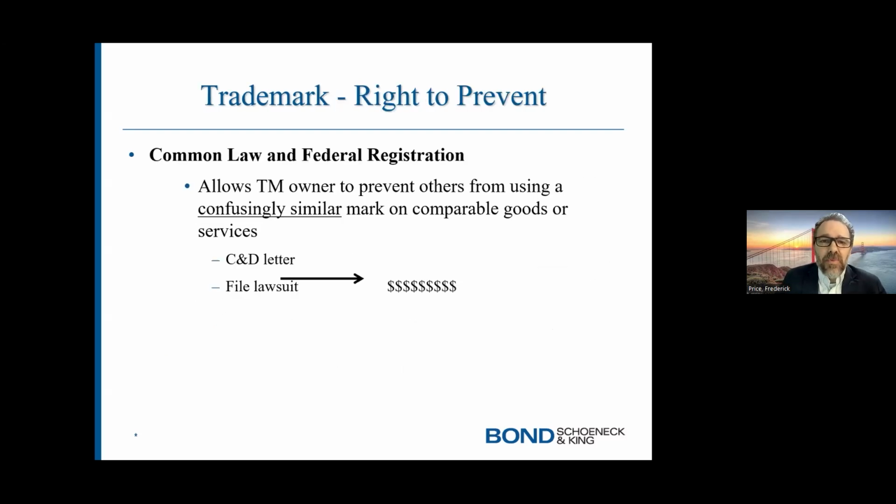So here we are at one of my main points again. With common law and federal registration, it allows the trademark owner to prevent others from using a confusingly similar mark on comparable goods or services. Now, typically that's done with first sending a letter to a potential infringer and demanding that they stop using the mark. And if that doesn't work, your next step is usually filing a lawsuit. And I have, you see the money signs there, but another remedy, and the usual remedy, is either sometimes it's money with trademarks, but most of the time it's an injunction to stop or prevent the alleged infringer from using the mark any longer.